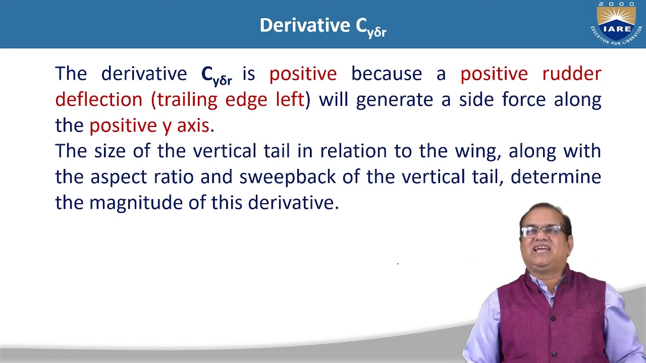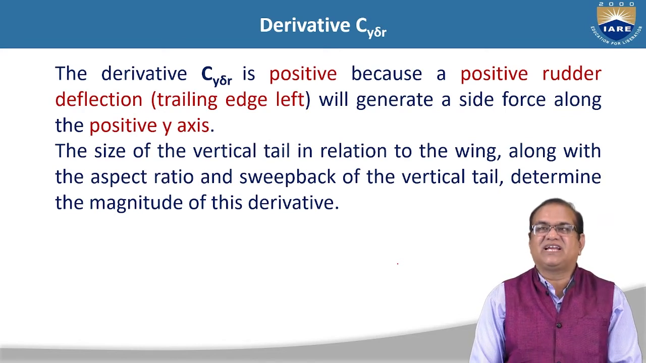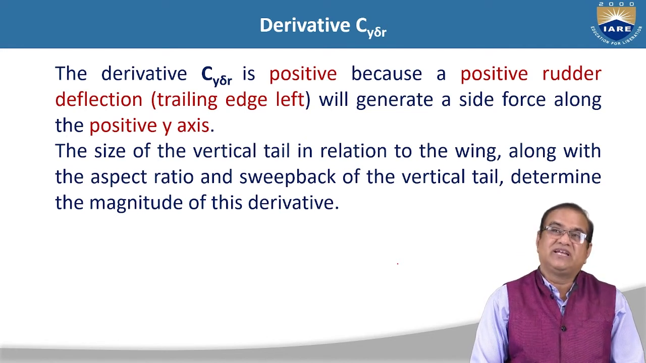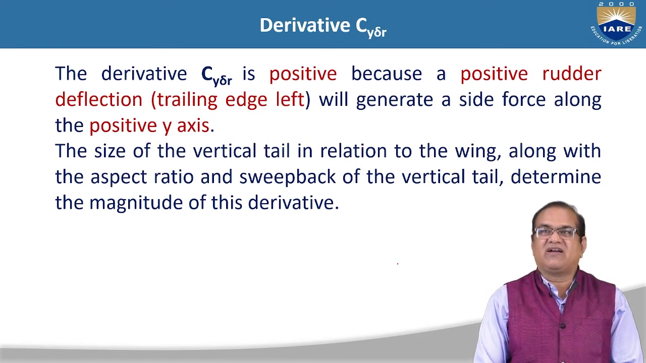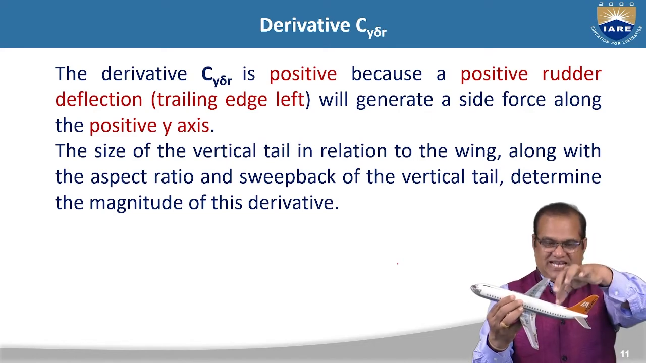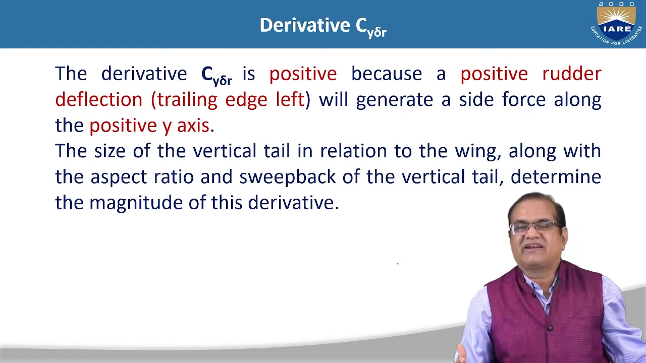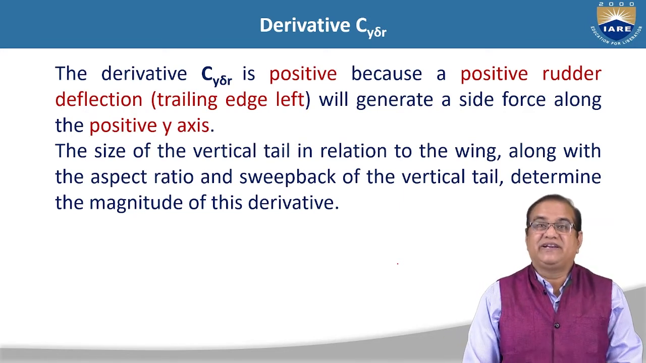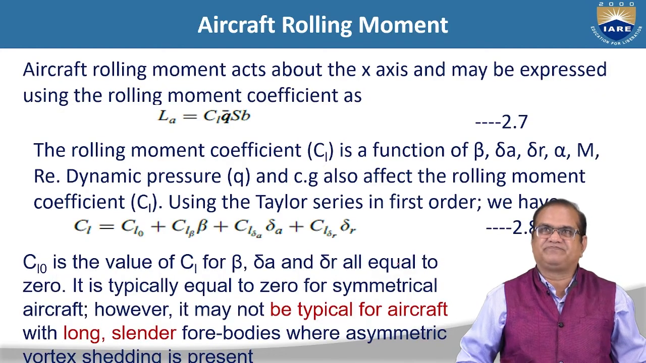The size of the vertical tail in relation to the wing, along with the aspect ratio and sweep back of the vertical tail, determines the magnitude of this derivative. So how much this derivative should be depends upon the vertical tail size along with the aspect ratio and how much sweep back the vertical tail has. This is the sweep back. It is not straight; it has some angle. This angle is also important to achieve aircraft stability and determines the magnitude of this derivative. These parameters are very much essential.